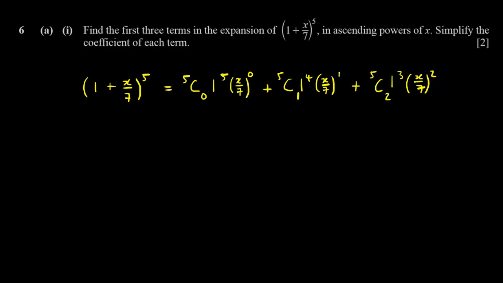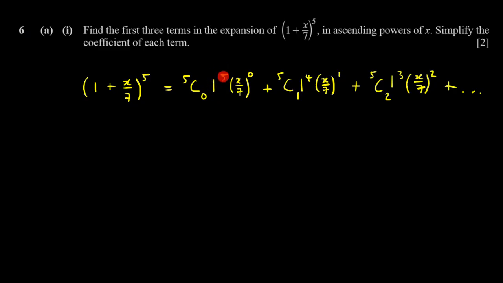Now, that may seem like a bit of an odd way of doing it, but in my experience, we're all human. If we try to write out 5c0, 1 to the power of 5, x upon 7 to the power of 0, and we keep on doing it, it's so easy to make a tiny, tiny mistake. The tiny mistake can actually cost you quite a lot of marks. So what I suggest is you think of it nice and systematically.